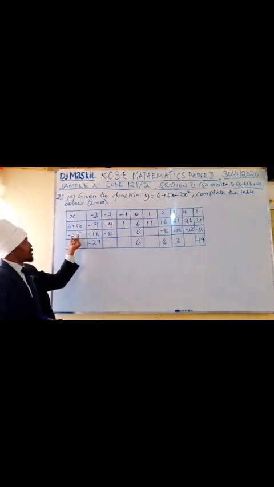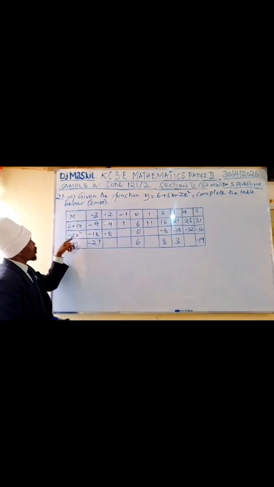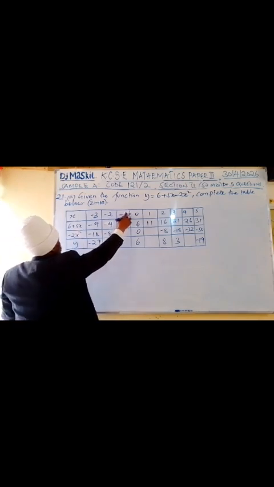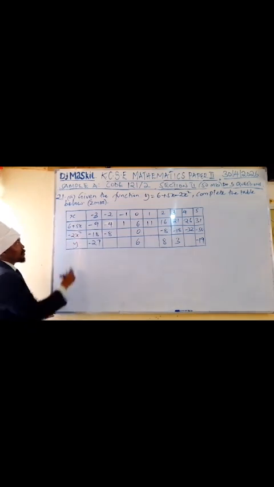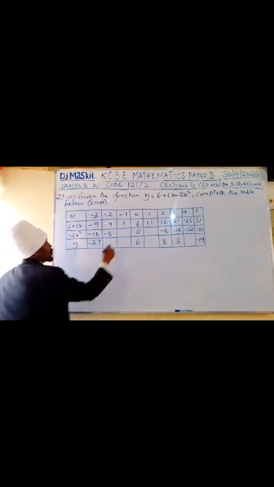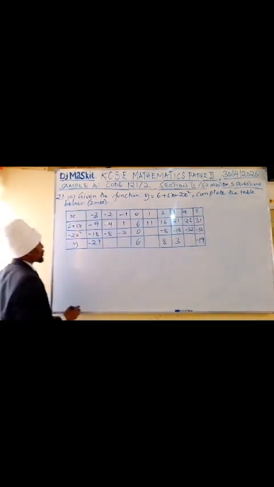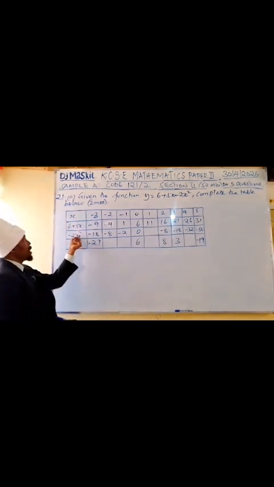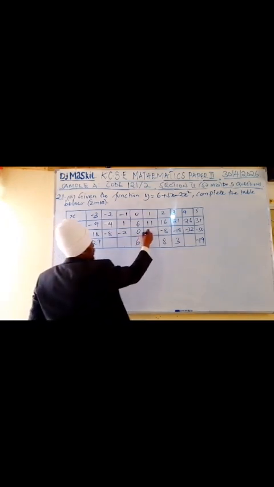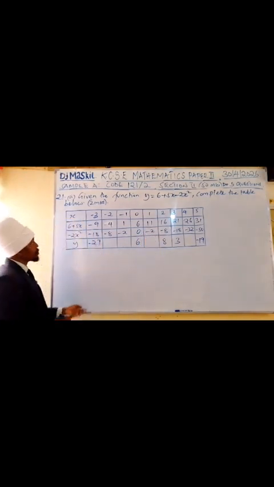Now, we come to this function here. So, negative 2x squared. So, we are going to square negative 1, which is 1. And now this one will give you negative 2 multiplied by 1, which is negative 2. So, we take 1 here, we square it and multiply by negative 2, we still get negative 2.